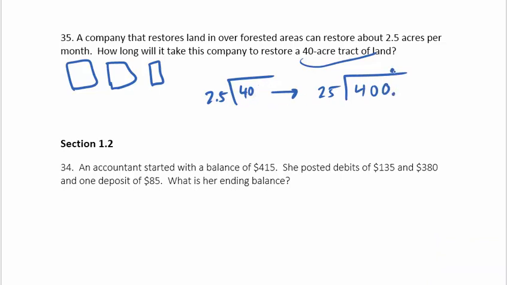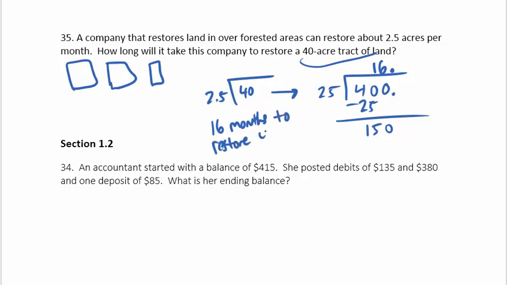Move the decimal up like that, and I'll say, okay, 25 is going into 40. Nope, not quite twice, just once there. So 25, subtract, let's see, 15. 30, 15, yep, 15, bring down the 0. Now I'm saying, okay, 25 is going into 150. That's going to go 6 times. So then it's going to take 16 months to restore 40 acres.